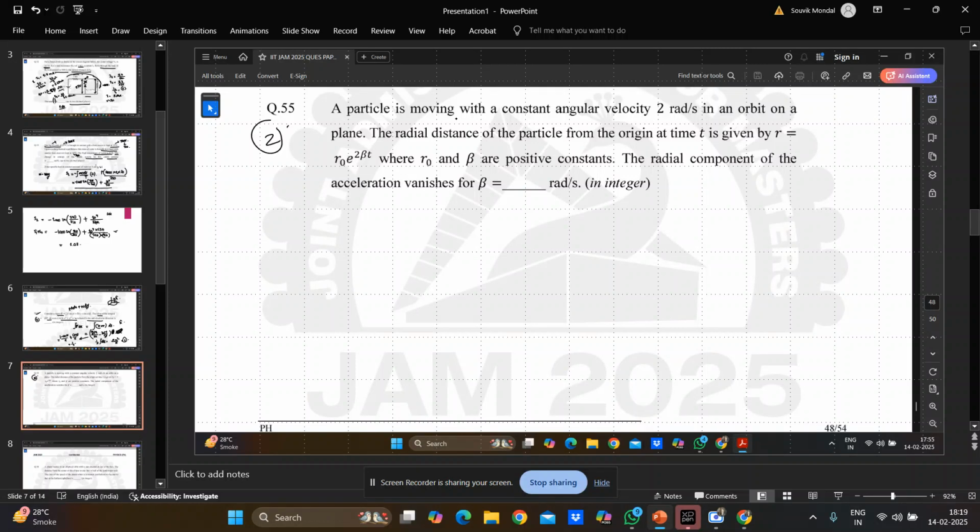Okay, so you have mentioned that angular velocity omega is constant, that is theta dot, omega is equal to constant, it is 2, and your r is given as a function of time like this. The radial component of acceleration vanishes for beta. So what is the radial component of acceleration? Just simply put the formula r double dot minus r theta dot square, right?